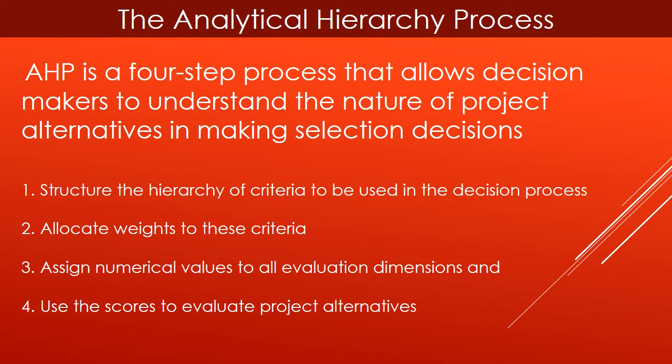The analytical hierarchy process. The analytical hierarchy process, or AHP, is a four-step process that allows decision makers to understand the nature of project alternatives in making selection decisions. Using the AHP, decision makers 1. Structure the hierarchy of criteria to be used in the decision process. 2. Allocate weights to these criteria. 3. Assign numerical values to all evaluation dimensions. And 4. Use the scores to evaluate project alternatives.